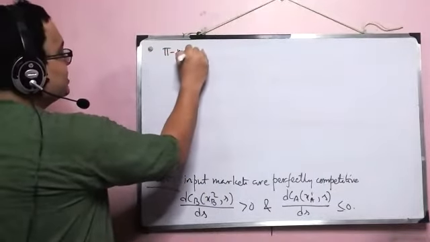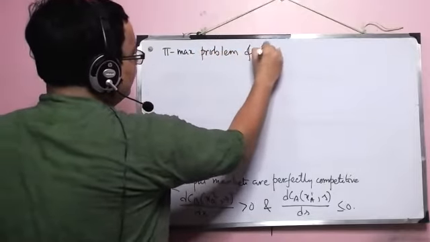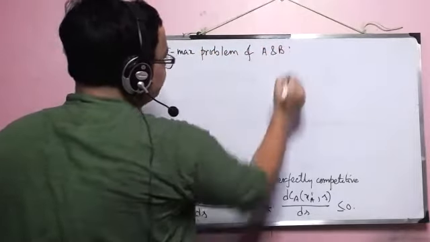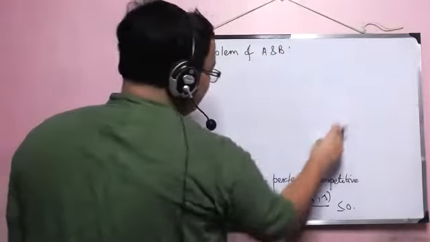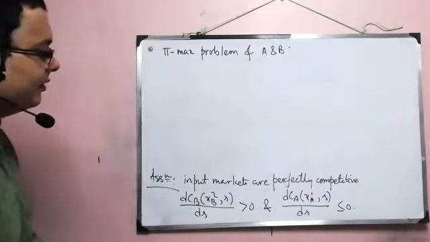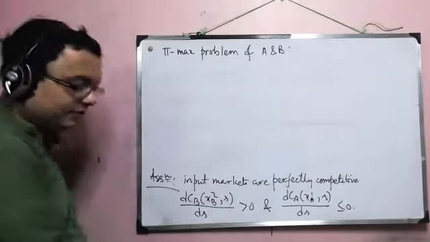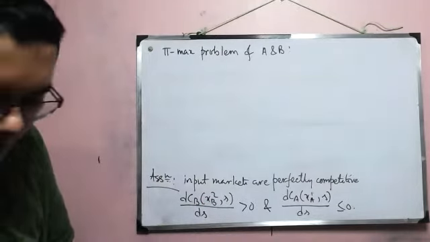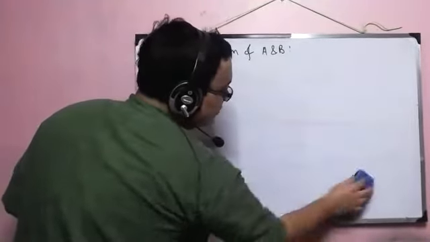So, the profit maximization problem of A and B. You're going to write the problem of A here and write the problem of B here. I hope you have taken a look at this. So we are going to erase this part, the assumptions. Okay. All right.